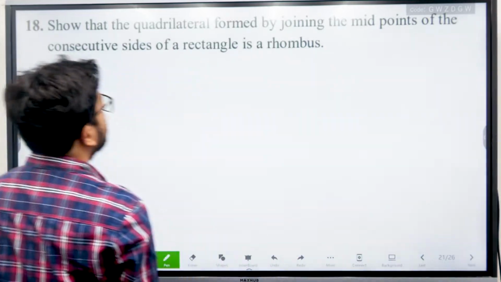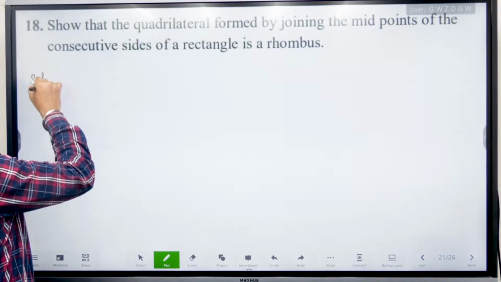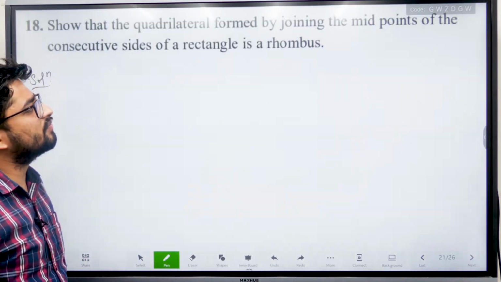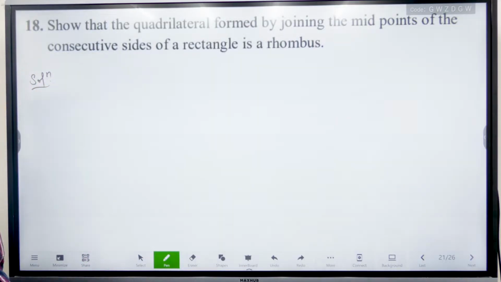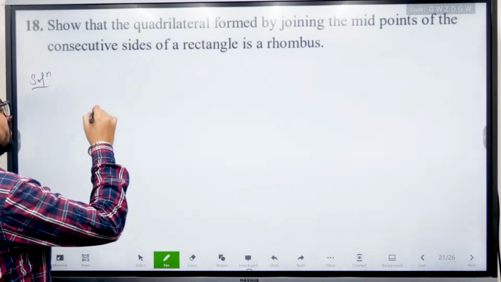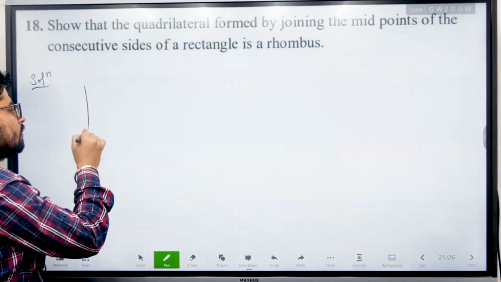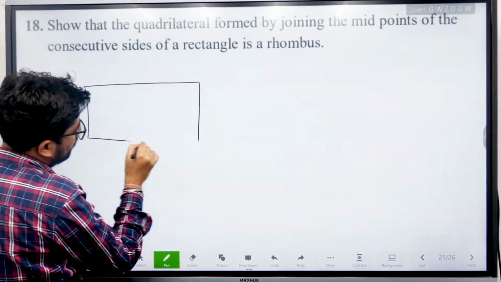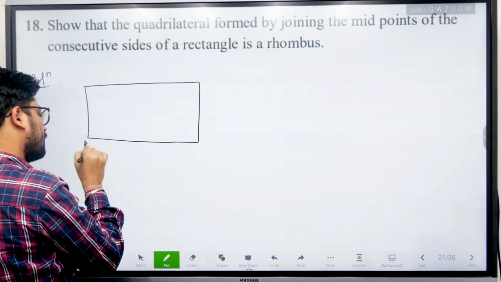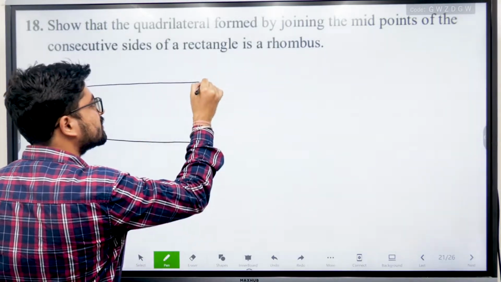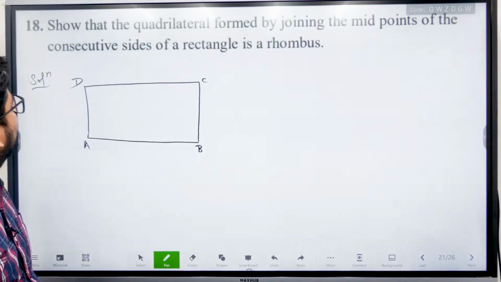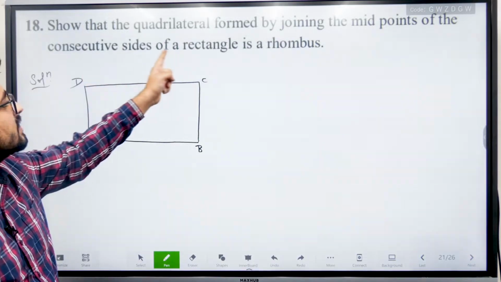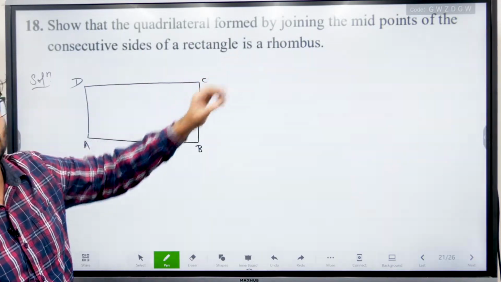Next is question number 18. Show that the quadrilateral formed by joining the midpoints of the consecutive sides of a rectangle is a rhombus. First of all, you have a rectangle. Let's say this is your rectangle ABCD.